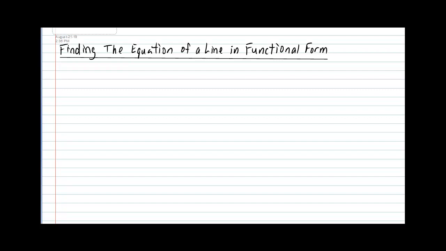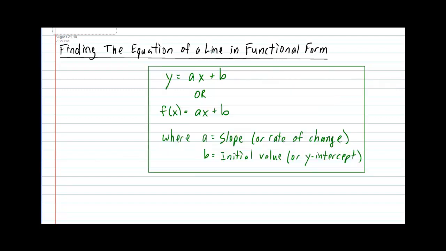The format for the equation of a line in functional form looks like the following. Y equals ax plus b, or sometimes the letter y can also be written as f of x, where a represents the line's slope, or sometimes rate of change, and the letter b represents the initial value, or sometimes called the y-intercept. The slope represents the steepness of the line, and the initial value represents the point at which the line touches the y-axis on a Cartesian plane, or it represents the y value when the x value is equal to 0.